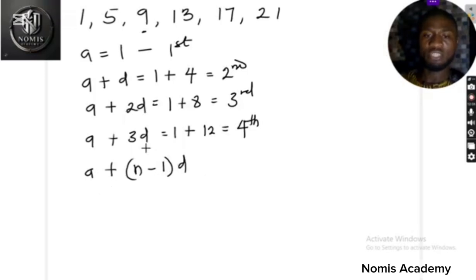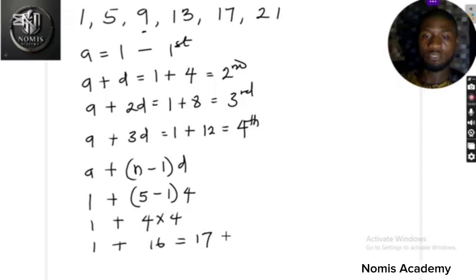So let's check this for the next term, the fifth term. 1 plus, open bracket, 5 minus 1 close bracket, the difference is 4. 1 plus 5 minus 1 is 4, times 4. 4 times 4 is 16. 1 plus 16 is equal to 17. Oh, that is correct for the fifth term, 17.